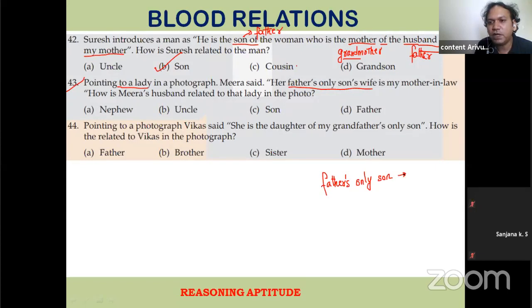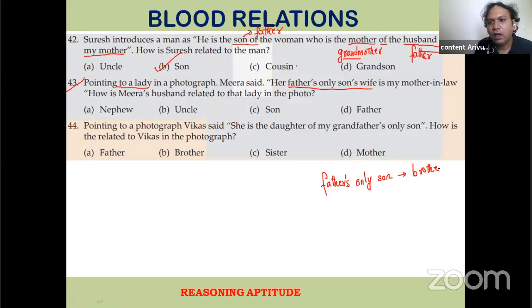Only son of father means brother. Now, how do we know? Because it's Mira. Mira is a girl. So father's only son is brother. So her brother's wife. This entire thing here is talking about who is this person? This person, brother's wife, is my mother-in-law, right? Her brother's wife is my mother-in-law.